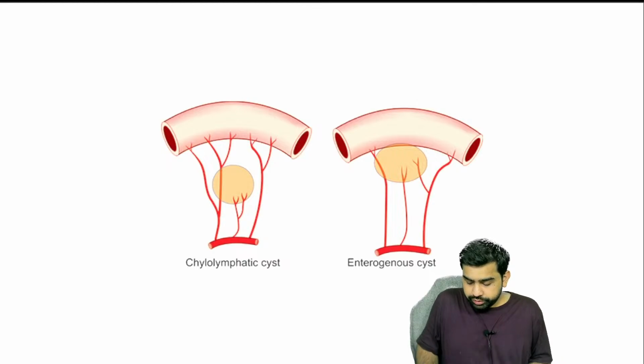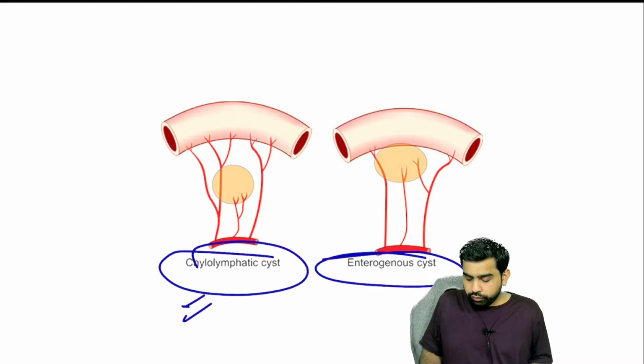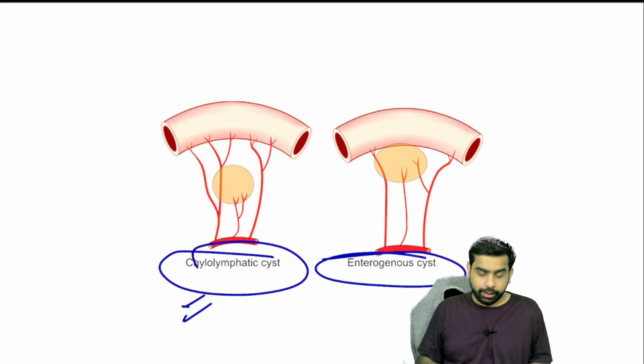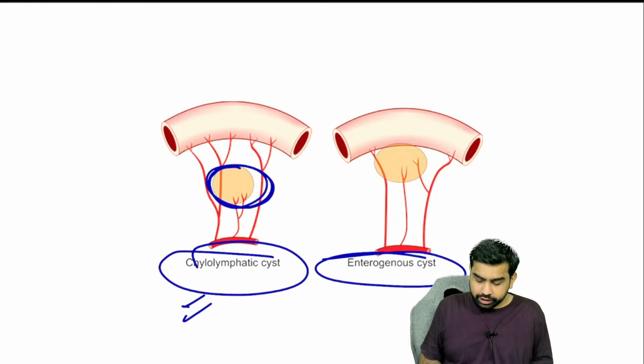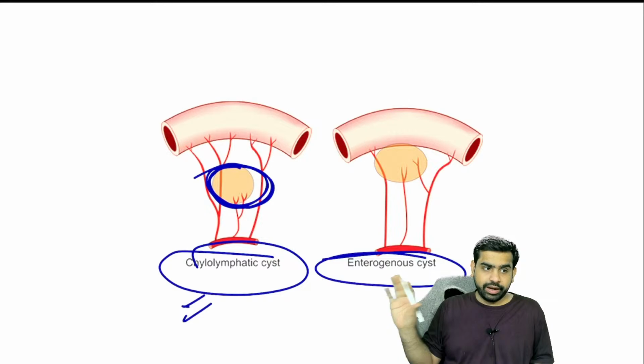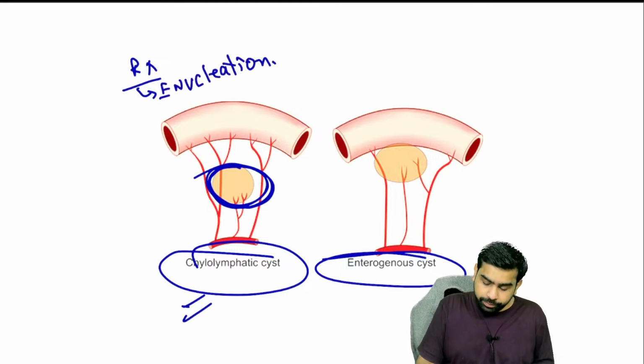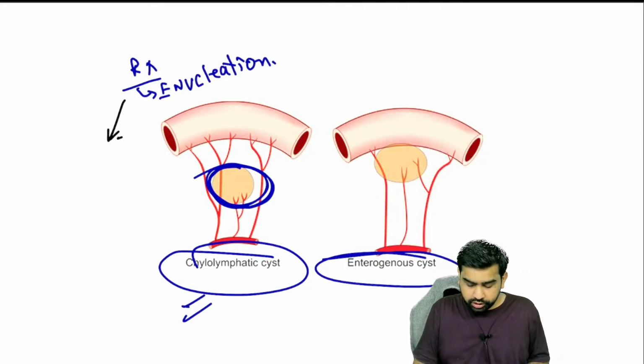Now, what is this? This is a mesenteric cyst. There are two types of mesenteric cyst. One is the chylolymphatic cyst. In the chylolymphatic cyst, the lymphatics accumulate inside the mesentery. But the advantage of the chylolymphatic cyst is that the blood supply to these cysts is separate from the intestine. So here the management is enucleation.